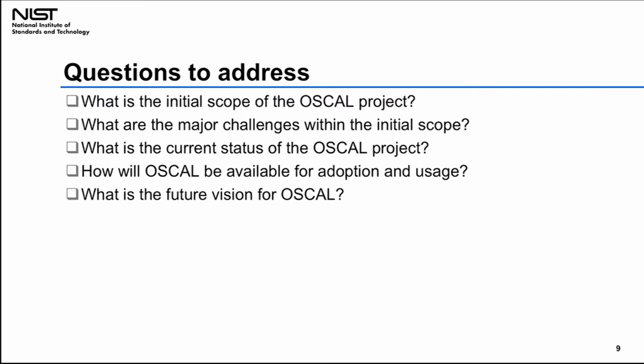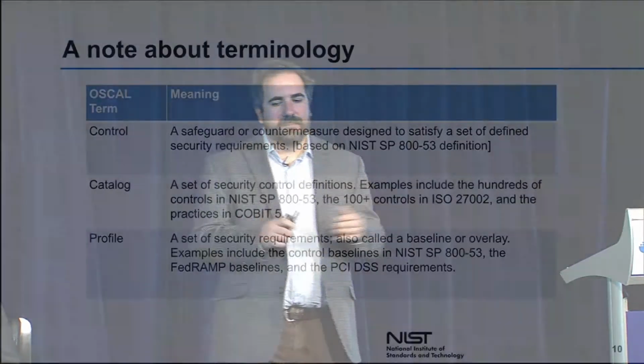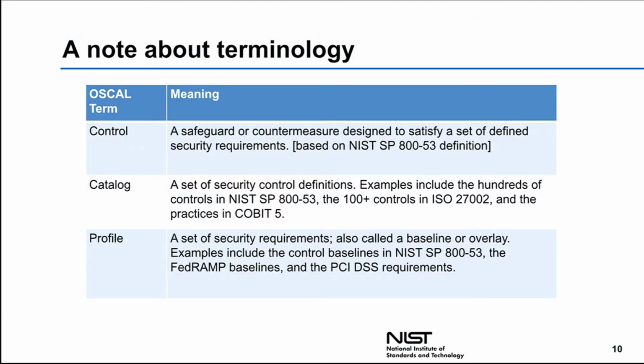So today I'll be talking a little bit about what we've developed with the OSCAL project. I'll be talking about the problems that we've solved, and a little bit about what we're working on now and where we're going. Before I get into the technical bits, I wanted to talk about some basic terminology that we use in the OSCAL project. So there are three terms that we typically use.